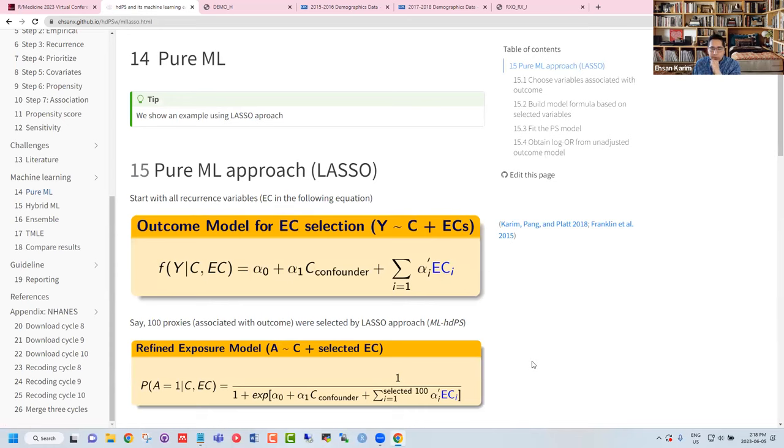In the Lasso implementation, what is basically done is that you develop a model of the outcome based on the confounder variable as well as all of the proxy variables, right? And remember that this is the model of the outcome, not exposure, right? And then you run a lasso on it and you try to identify which of these proxy information are retained after running the lasso. And you just select the variables that are retained in the lasso and you use those retained variables in the propensity score analysis, right?